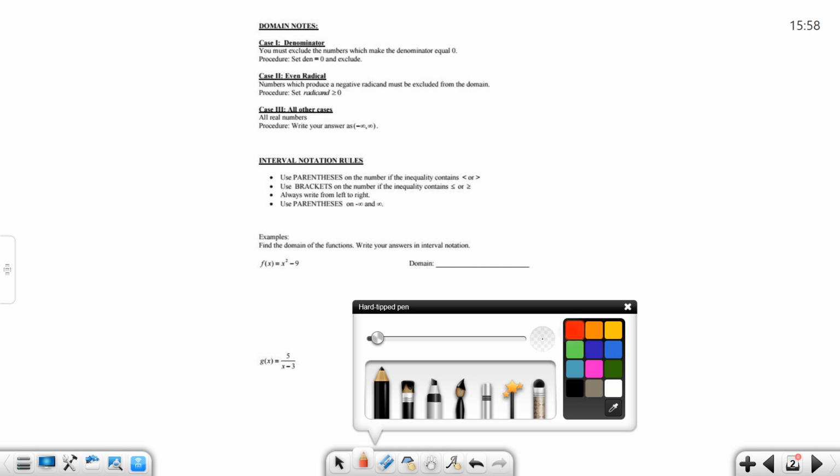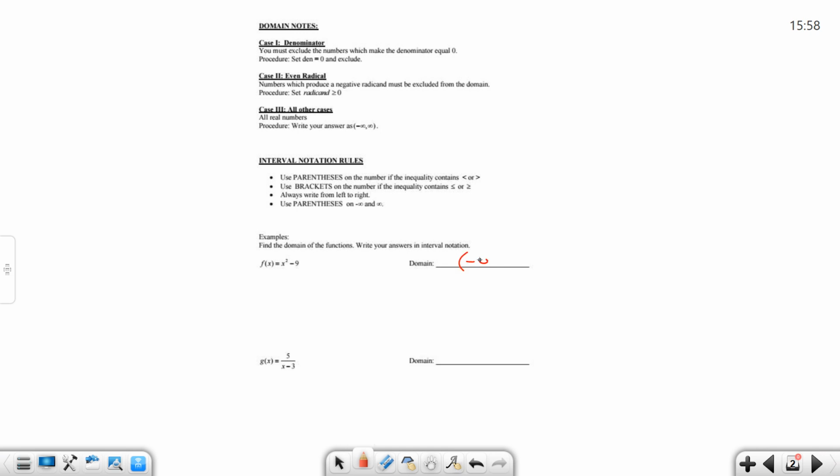So the way we write all real numbers is negative infinity to infinity. Now what that means is you can plug in any number in the whole wide world and you would get a real number back. There is not a number that would produce something that would be an error.